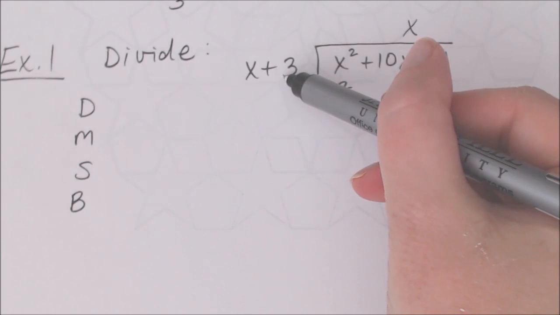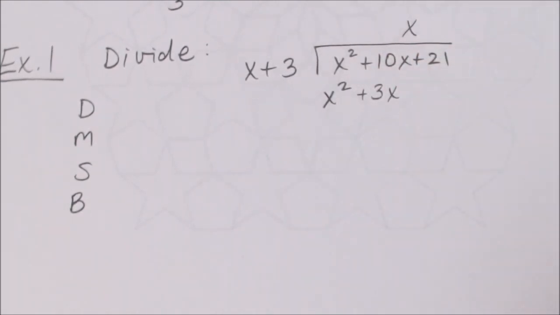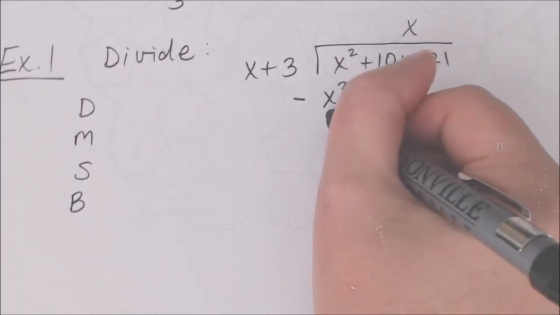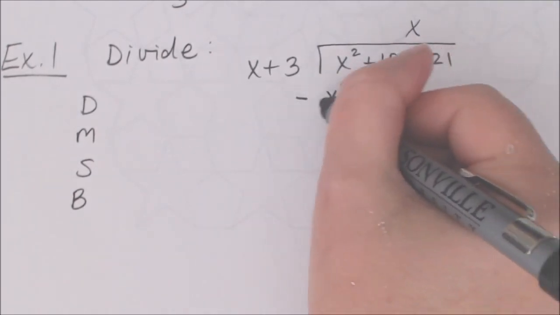So I've got to do x times 3 as well. So that's going to give me plus 3x. Then we need to subtract. Here's the biggest mistake students make is they do this. They forget that that negative sign has to be distributed to both of these terms.